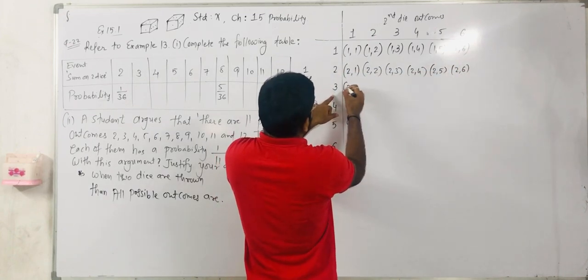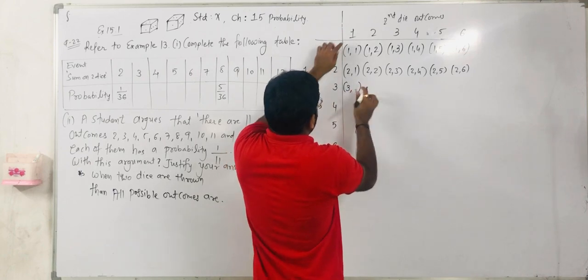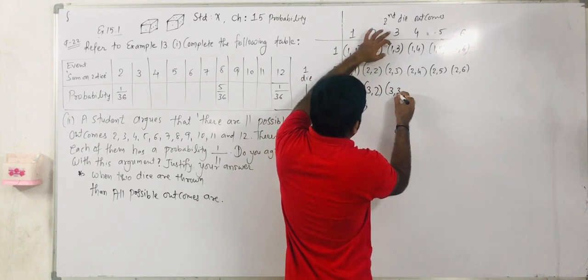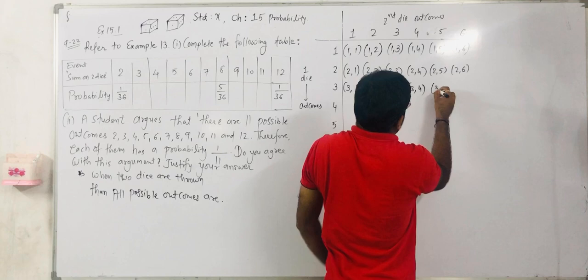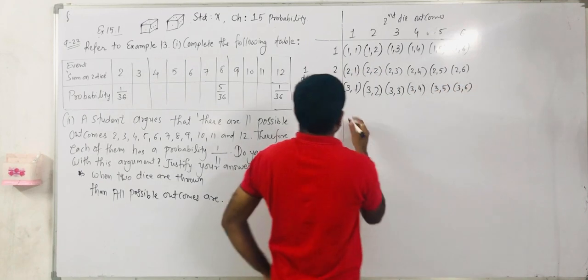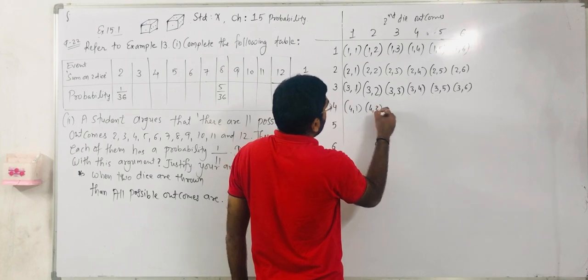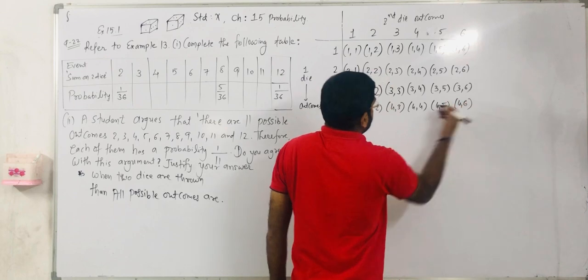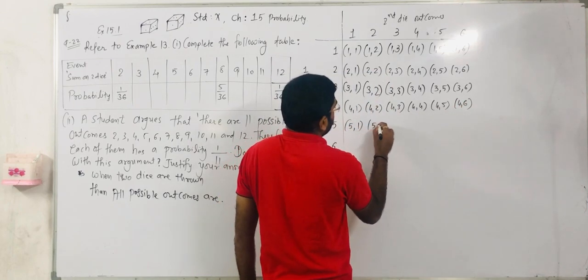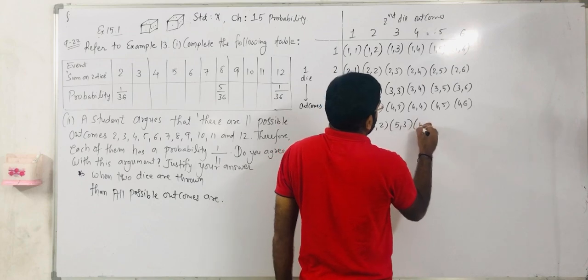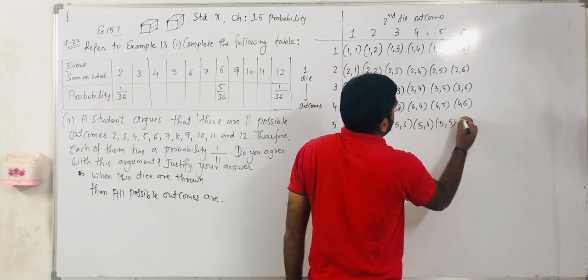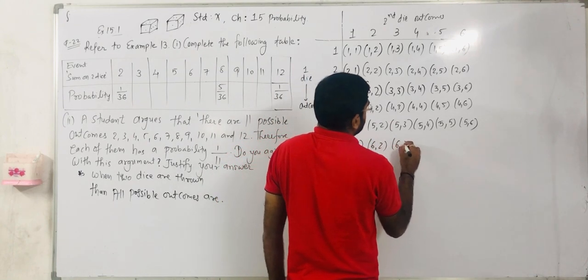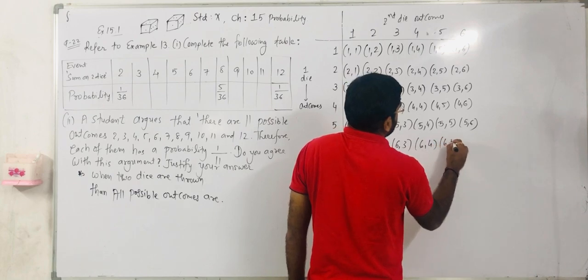Another thing, in the first die suppose you get 3, then in the second die you get 1, 2, 3, 4, 5, and 6. Same way, 4, 1, 4, 2, 4, 3, 4, 4, 4, 5, and 4, 6. Then 5, 1, 5, 2, 5, 3, 5, 4, 5, 5, and 5, 6. And same way 6, 1, 6, 2, 6, 3, 6, 4, 6, 5, and 6, 6.